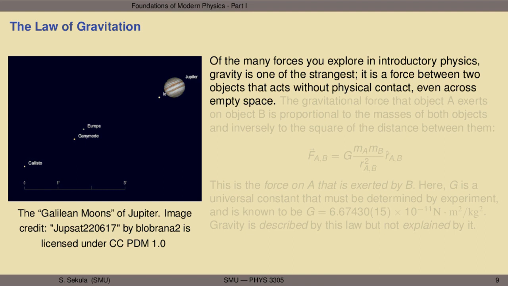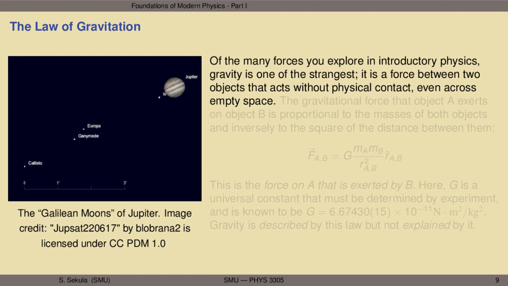These are the so-called Galilean moons. They're the biggest moons of Jupiter. Jupiter has many more moons than this, but these are the 4 most easily visible, even with a modest aid to the eye. And those are Io, Europa, Ganymede, and Callisto.